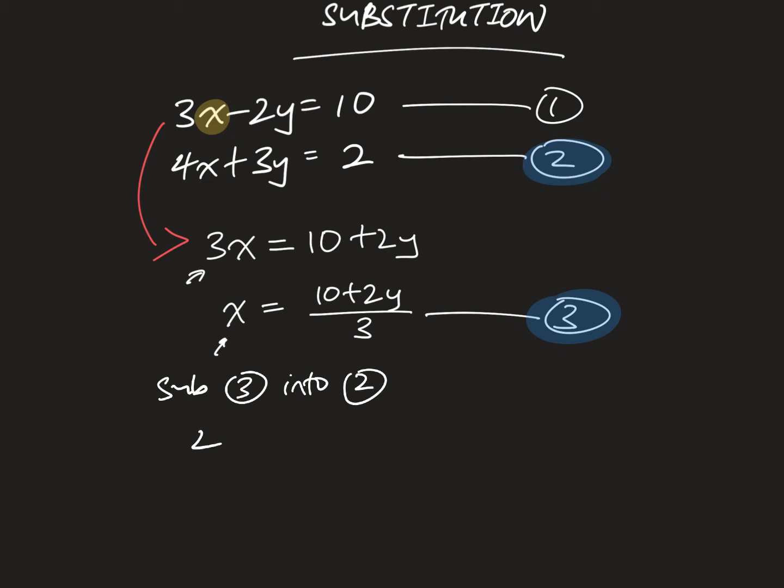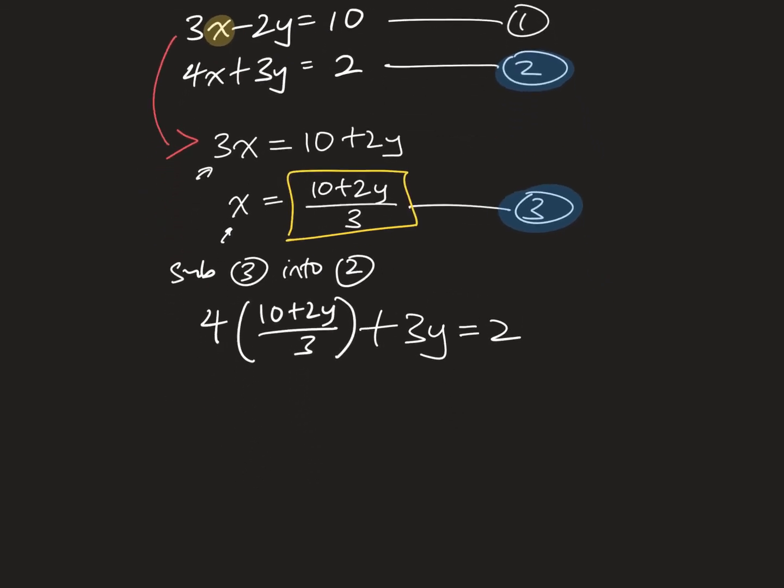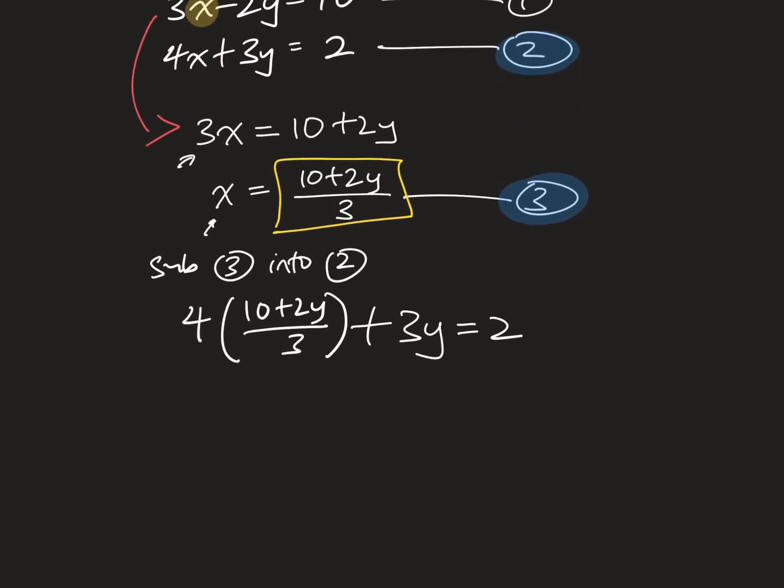Let's do that. Look at equation 2. We say it's 4 times x. But what is x? x was this. So we say it's 4 times 10 plus 2y over 3, since x is now 10 plus 2y over 3, and we add 3y equals 2. And we see that x is gone, and we're just left with y. So what I really have to do right now is just simplify.